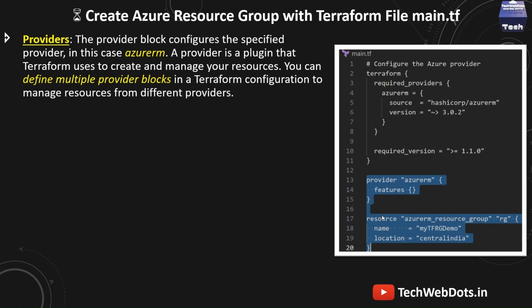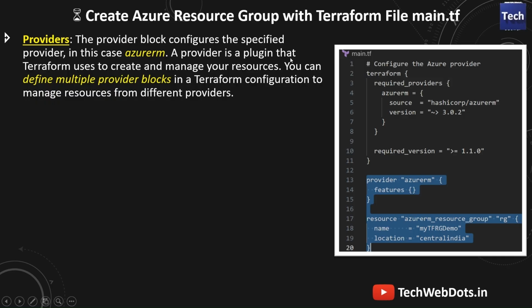Okay, the next part. The first part we covered was the Terraform block. Now the provider azurerm features block. The provider block configures the specific provider. From here we get to know which provider we are going to use. First we are giving the reference, and you can see azurerm. This is the reference we are giving. So in this case it's azurerm.